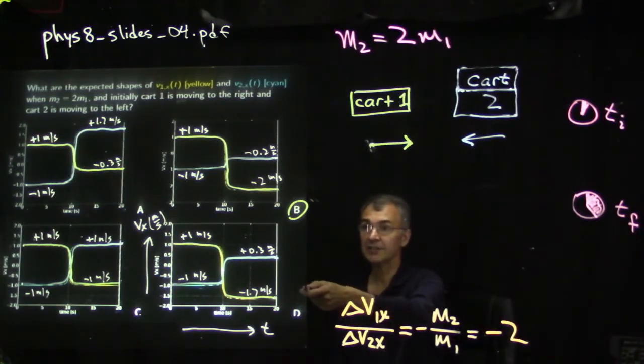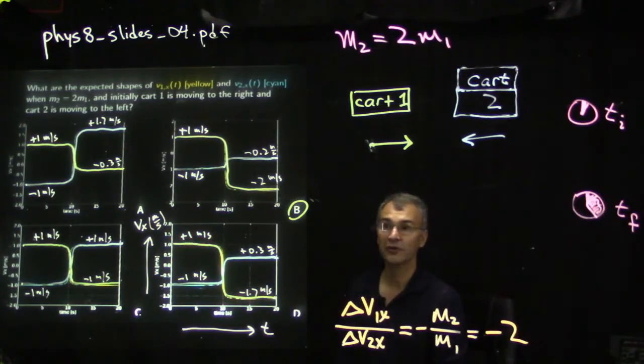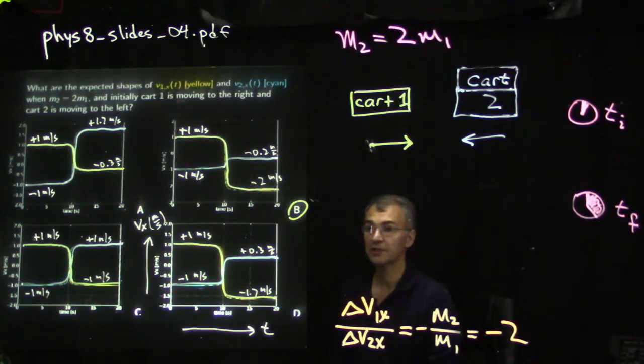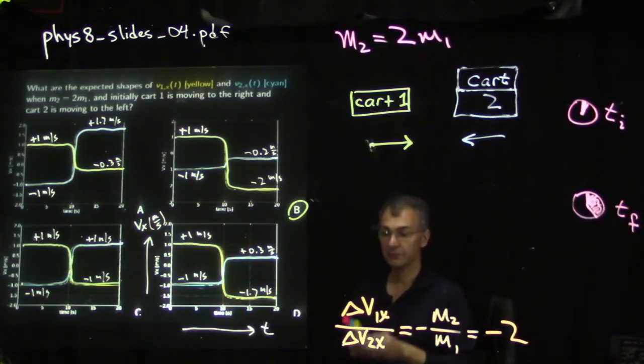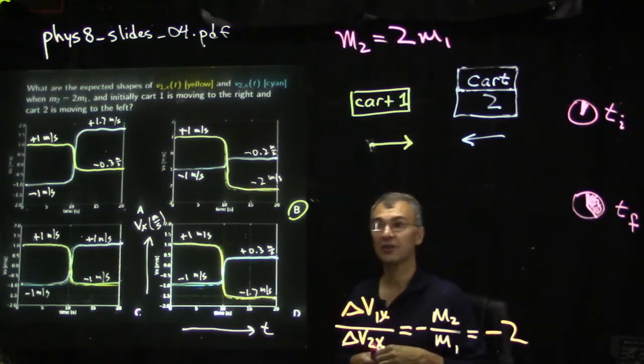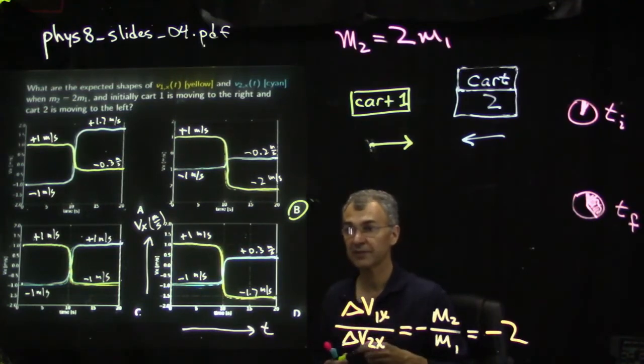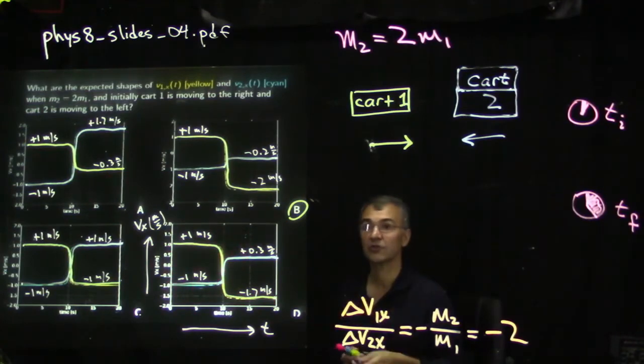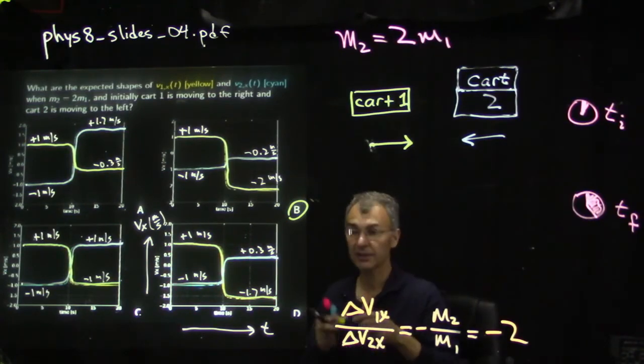Let's look at D. So +1 down to -1.7. That's a change of -2.7. And then -1 up to +0.3 is a change of +1.3. So this is -2.7 and +1.3. So within rounding errors, that makes sense. So it seems like what we expect to see: the change is twice as big in magnitude for cart 1, the lighter cart, as for cart 2, which is the more massive cart, by a factor of 2.